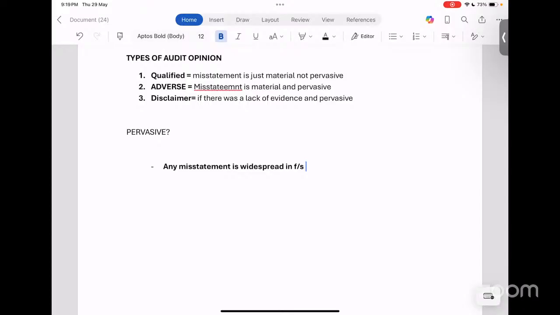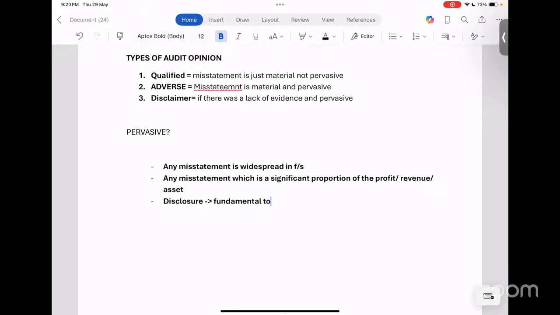Then the next part: any misstatement which is a significant proportion of the profit, revenue, or assets, right? So any misstatement which is a significant proportion of the important figures like revenue, assets, and profit. If it is a disclosure which was misstated, then it will be a pervasive misstatement if that disclosure was fundamental to users' understanding. So this is what I mean by pervasive misstatement, right?